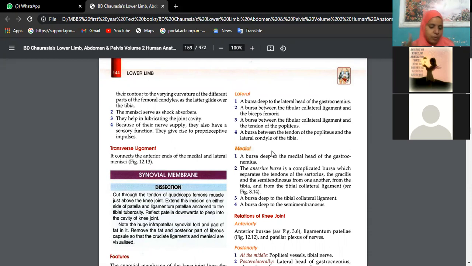Okay, beta. So type and articulating surfaces I have discussed, ligaments we have discussed, bursae we have discussed, movements we have discussed, and applied anatomy also we have discussed. So that is all about the knee joint.